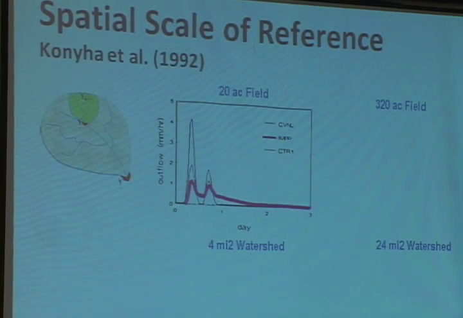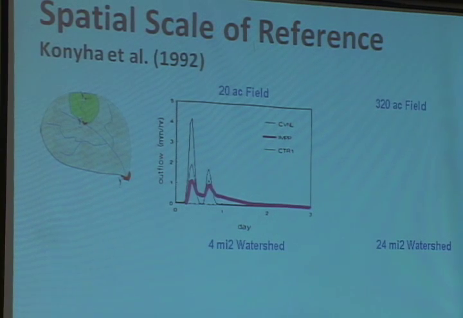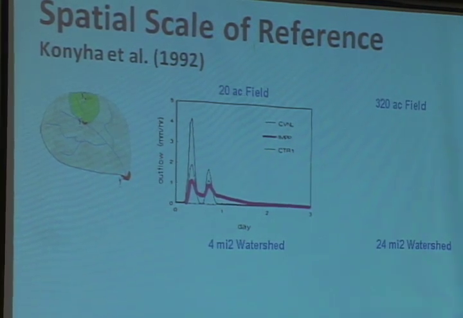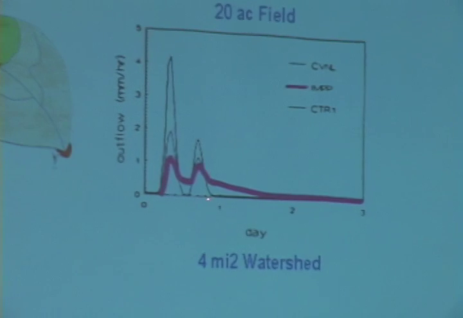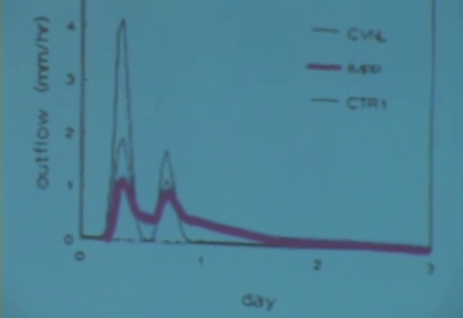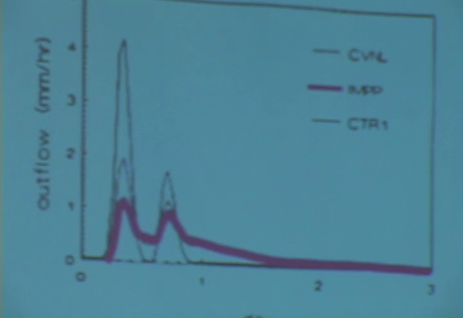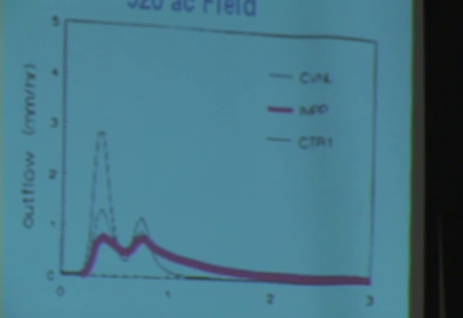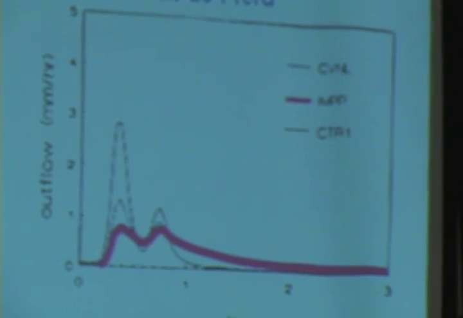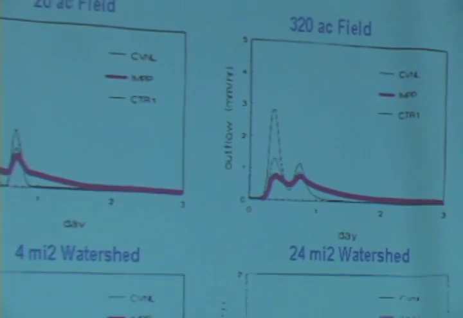At the field scale, we see quite a bit of difference between those two systems. Look at the top line here, the conventional system, and then the pink line, the improved system with subsurface drainage. As we go up in scale, watch what happens now. The curves start coming closer together, even closer together, and spreading out over time.